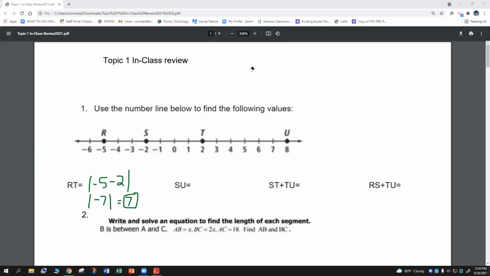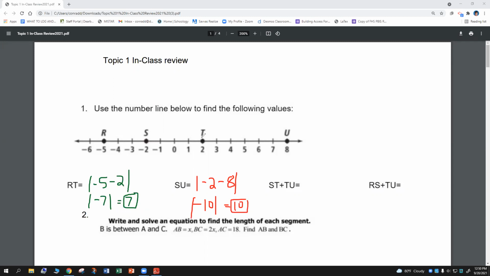The next one, we use a different color here. S to u. So again, you can count, or we can do the absolute value of the difference. So that's going to be -2 minus 8. And that's -10. And then the absolute value of -10 is going to be +10. And that's going to be our answer there. The distance from S to U is 10.